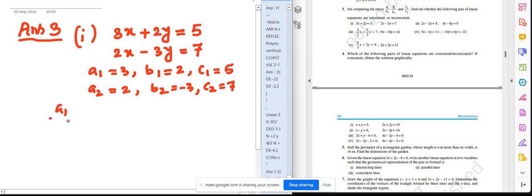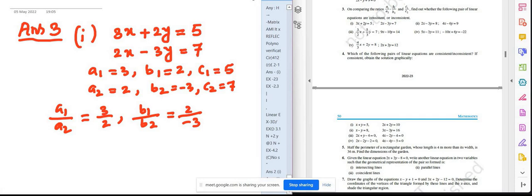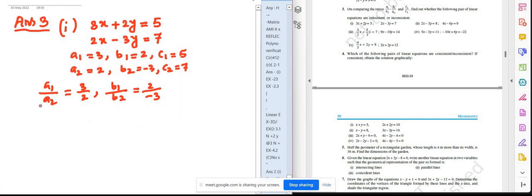Now A1 by A2 will get 3 by 2. B1 by B2 equals 2 by minus 3. If these two are not equal, no need to find the third one. If you find it, then also no problem. But we are getting A1 by A2 not equals to B1 by B2. If A1 by A2 not equals to B1 by B2, we know that it has a unique solution. That means it will be consistent.